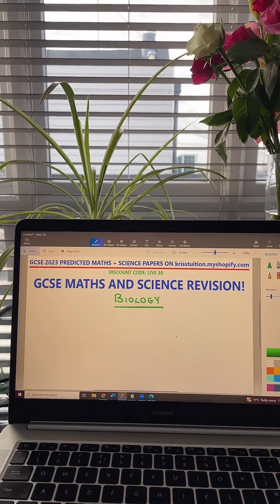Is it easier to get a 5 in higher or foundation? It's difficult to say. The best way to check would probably be to actually attempt a foundation and a higher paper and see which one you do better in.